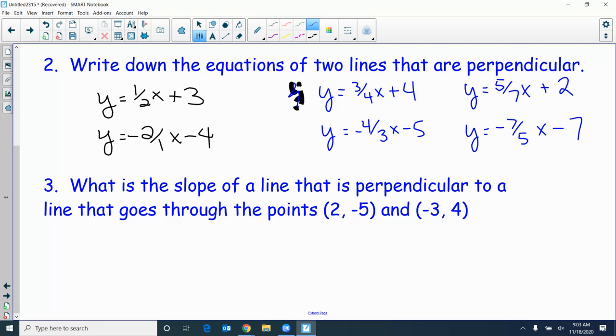All right, see what you come up with for this one. Again, pretend it's a test. Don't leave it blank. Do the absolute best you can. Number 3, what is the slope of a line that is perpendicular to a line that goes through the points (2, -5) and (-3, 4)?